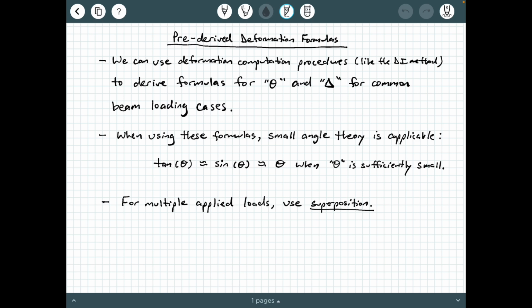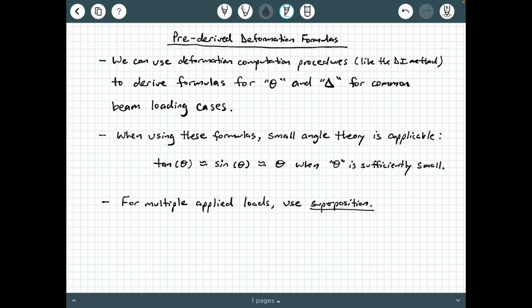It turns out that we can use deformation computation procedures like the double integration method to derive formulas for theta and delta for common beam loading cases. Now, we saw this in action in one of our previous videos where we derived the equation of an elastic curve, right? So what we typically do is we use pre-derived formulas to help us calculate theta or delta values much quicker, so we don't have to go through the double integration procedure over and over again.